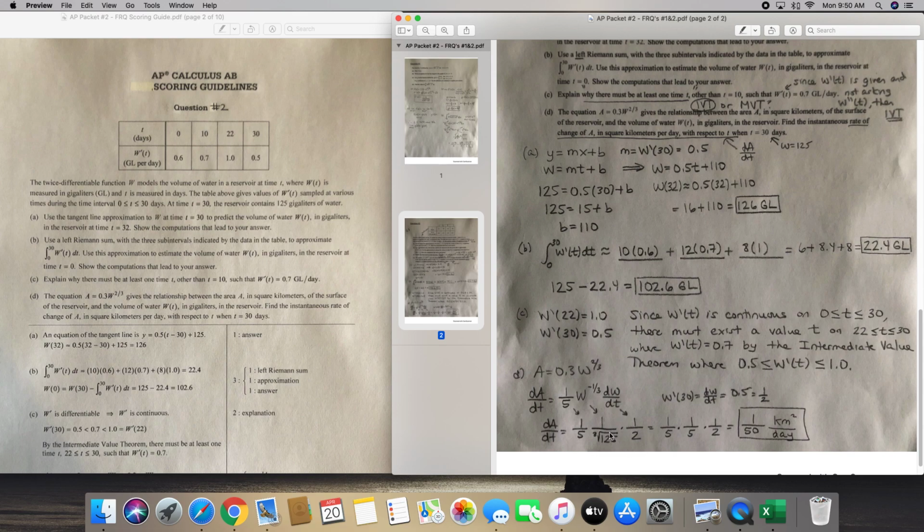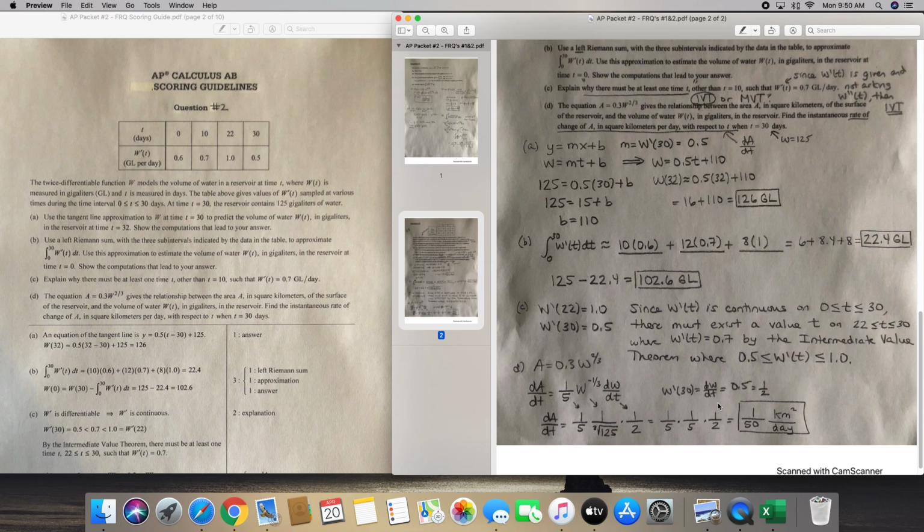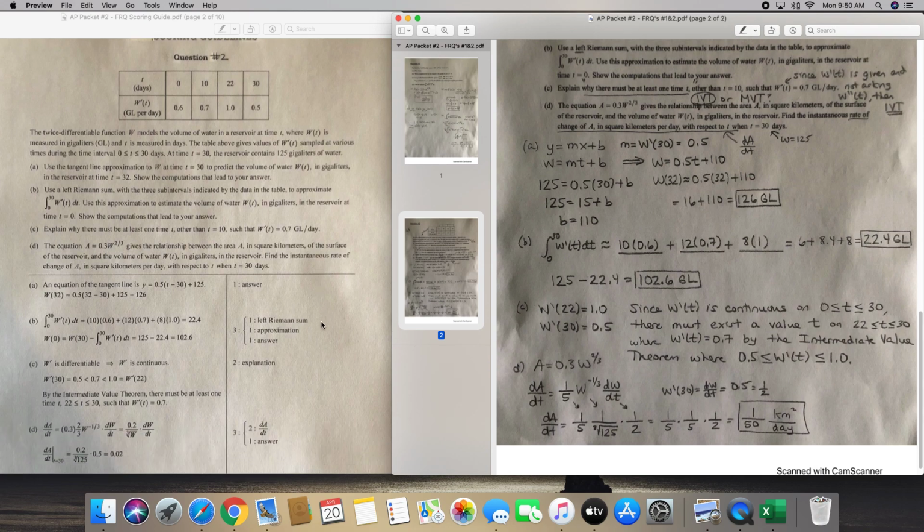If I plug all these values in, we end up getting 1/5 times, this is also 1/5 times 1/2, which we end up getting collectively 1 over 50. Since it's dA over dt, realize that A is measured in square kilometers and time is measured in days. So our answer ends up being 1 over 50 square kilometers per day.